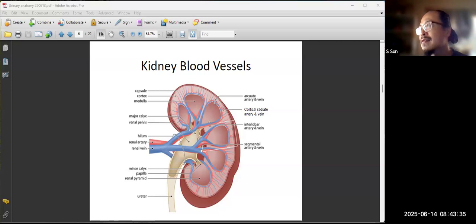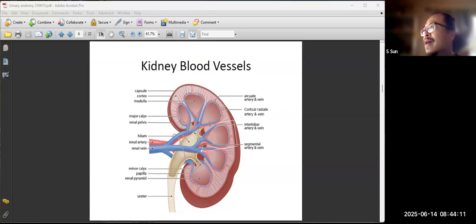And then it will branch out into the cortical region, called the cortical radiate artery. And so that is the arterial portion. After entering the cortical radiate artery, they start to see those little tubes in the pyramid for collecting the urine. Those tubes are called nephron. Later we will see that.